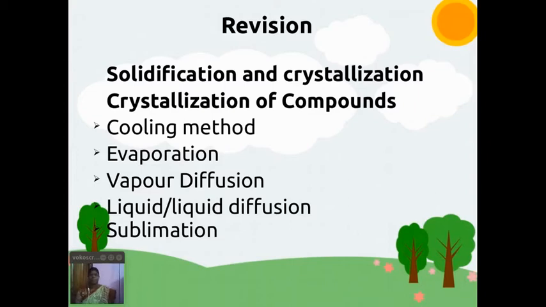First, let us discuss the revision of Lecture 1. In Lecture 1, we discussed the solidification and crystallization processes, and the relation between crystallization and cooling time. Next, we discussed the different methods of crystallization of compounds like the cooling method, evaporation method, vapor diffusion method, liquid-liquid diffusion method, and sublimation method.